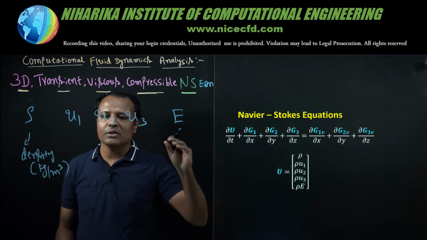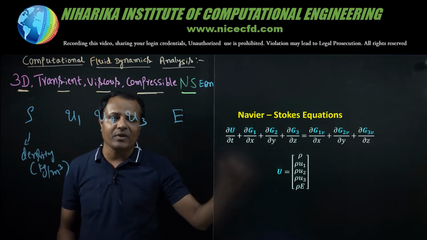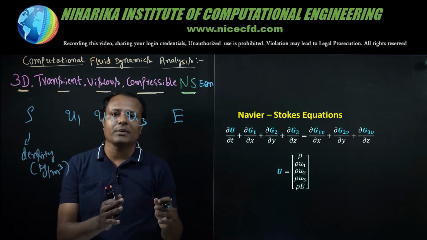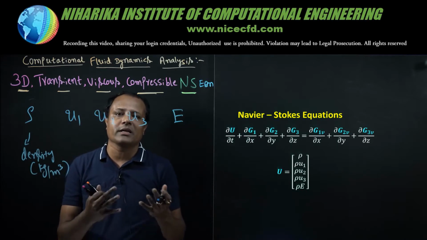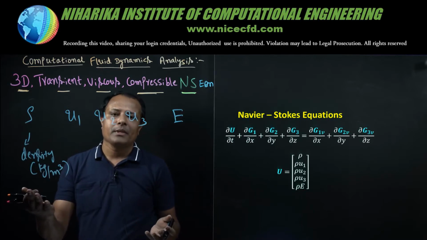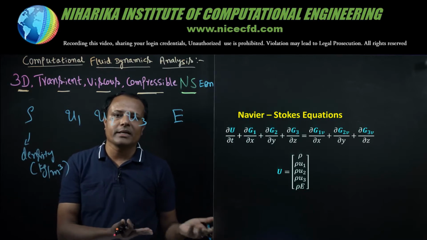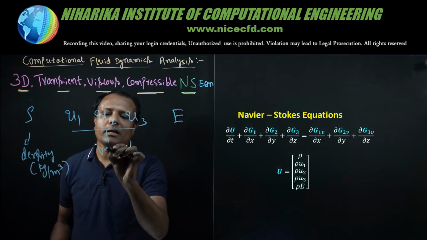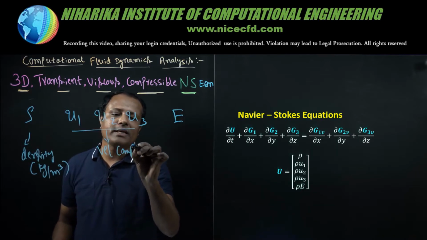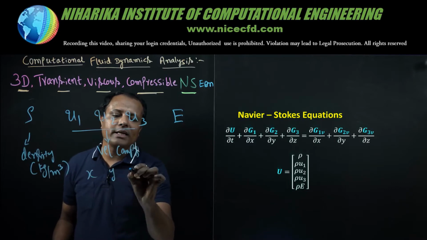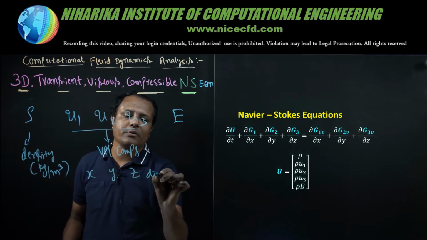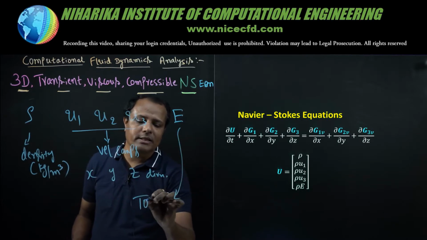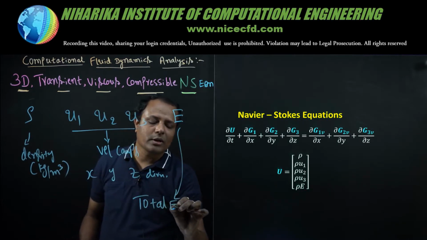If our Navier-Stokes equation is further simplified so that we retain only the conduction terms, which represent the physical phenomenon of conduction, then it will be the density of the particular solid. U1, U2, U3 are the velocity components in x, y and z direction respectively. E is called total energy.